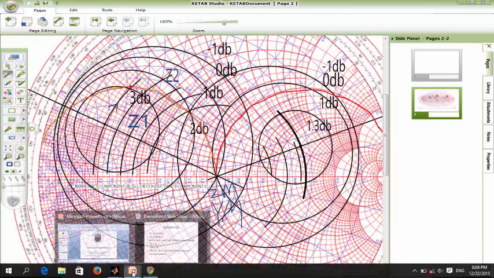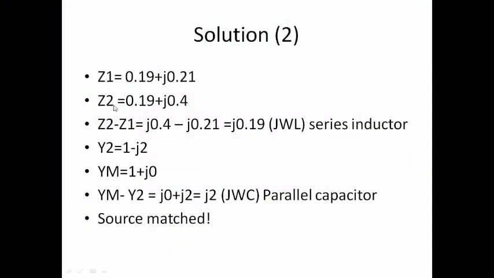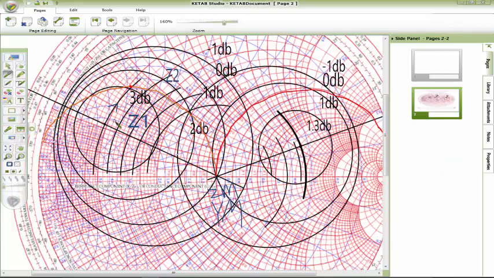Okay, when we go from Z1 to Z2, we have Z2 minus Z1, which is equal to J 0.4 minus J 0.21, which is equal to J 0.19. This is J omega L, which is a series inductor. We have a series inductor because we move clockwise and on the red lines. This is the red lines, and we move clockwise.